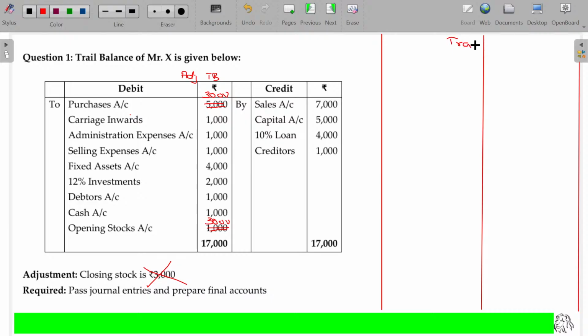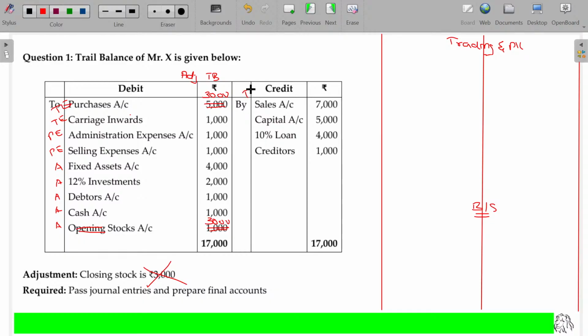Trading and P&L account, and then balance sheet. Purchases, trading expenses, carriage, trading expenses, administration, profit and loss expenses, selling expenses is being the profit and loss expenses. Fixed asset, asset, asset, asset, asset. It is not opening or closing, simply stock. Then it becomes asset because closing stock already disappeared.